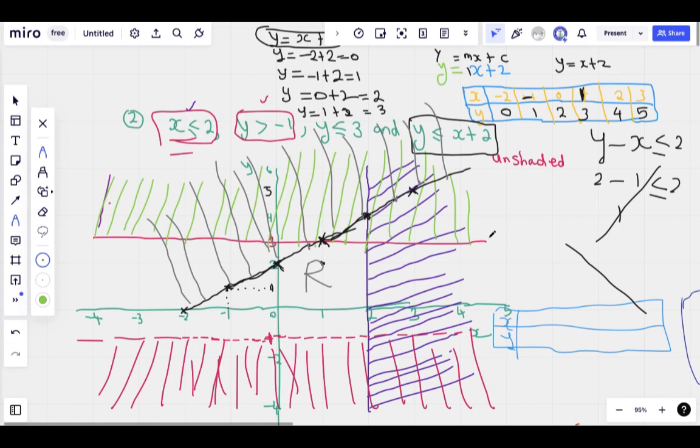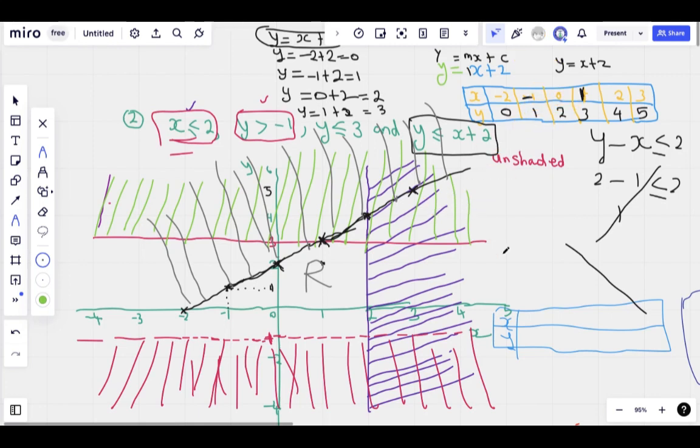Yes, I understand a bit, but still not that clear. Okay, no problem. I think we still have to take another problem and then we see how. Yes, we take one problem and then we see how.